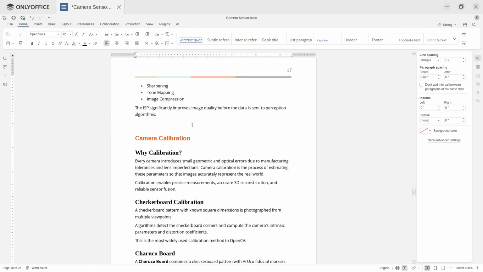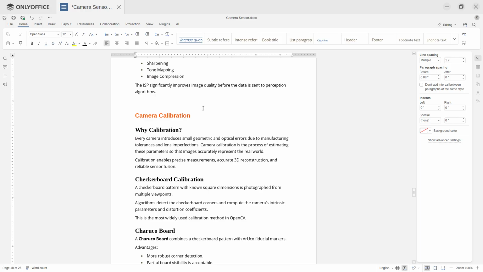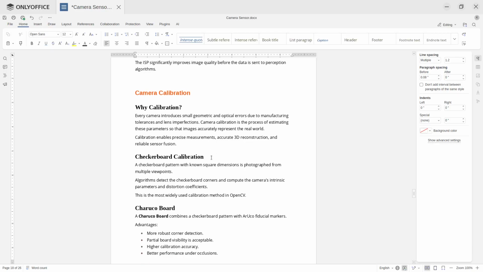After this, let us move ahead. Let us talk about now camera calibration. So first of all, why calibration? Every camera introduces small geometric and optical errors due to manufacturing tolerances and lens imperfection. Camera calibration is the process of estimating these parameters so that images accurately represent the real world. Calibration enables precise measurements, accurate 3D reconstruction and reliable sensor fusion.